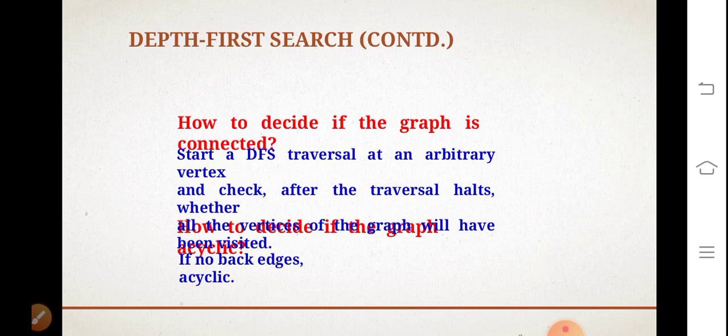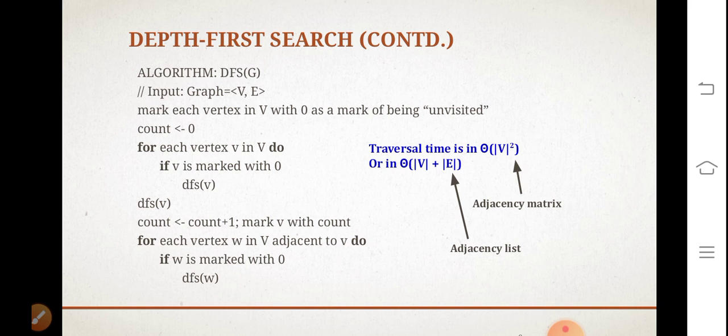We can use depth first search for that. How to decide if the graph is connected? Start a DFS traversal at an arbitrary vertex and check after the traversal halts whether all the vertices of the graph have been visited. If there are no back edges, then the graph is acyclic. So how to decide if the graph is acyclic? We can decide with the help of the depth first search algorithm.